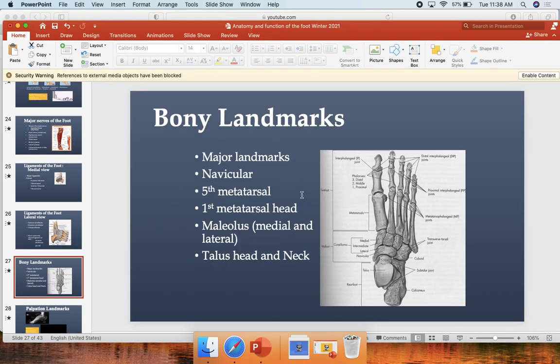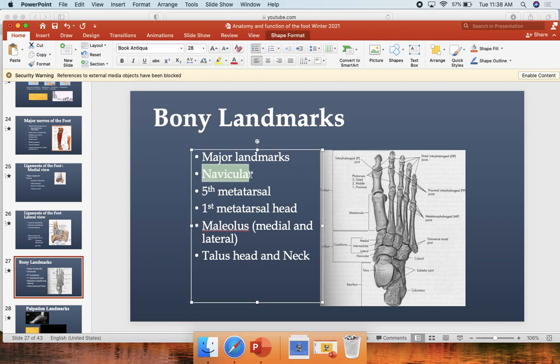Some bony landmarks that we will go through in our palpation for class. We will work through these so that we can make sure that we know these. You'll need to be able to palpate the navicular bone, the fifth metatarsal, the first metatarsal, the lateral and medial malleoli, as well as the talus, the head and the neck of the talus.